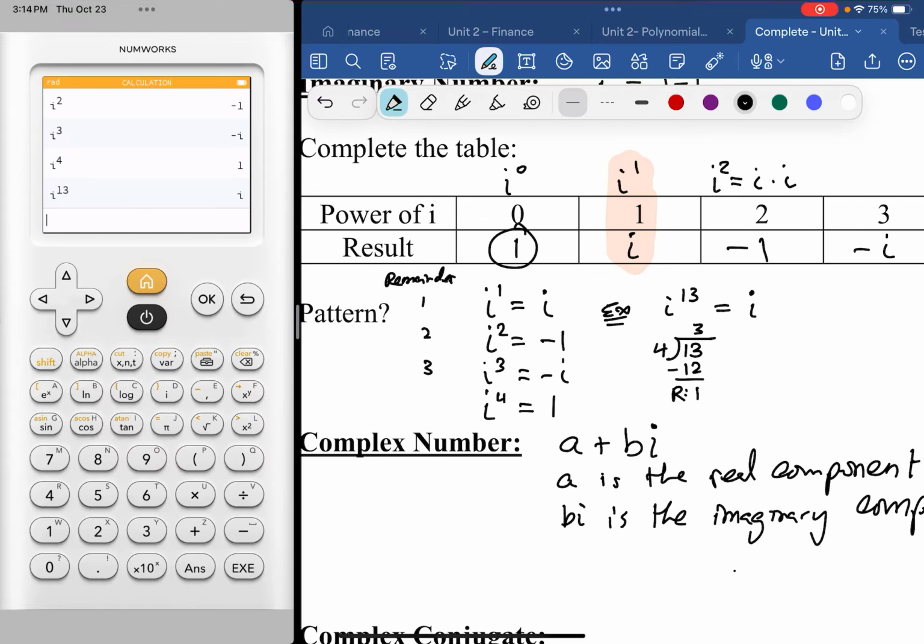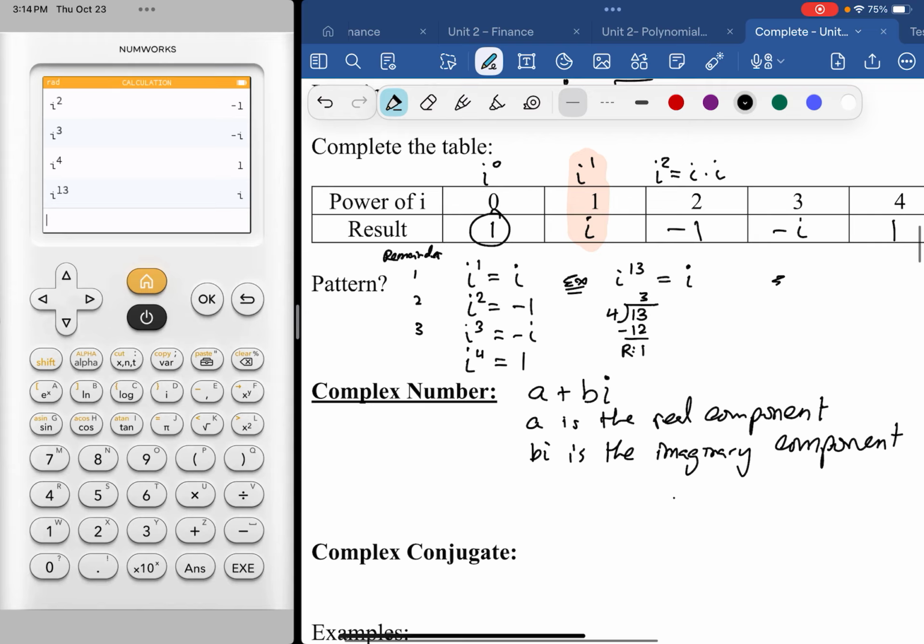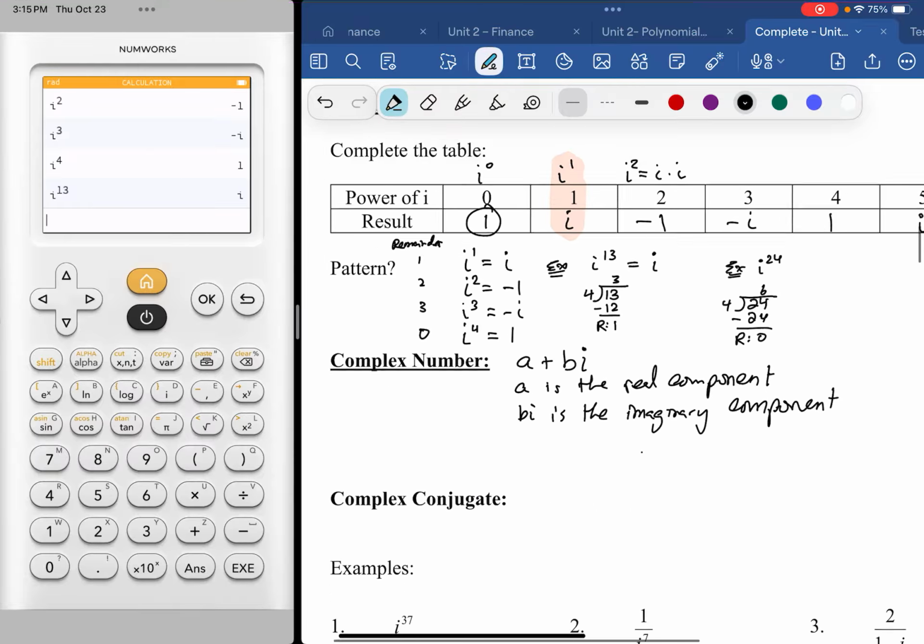But the thing is, if it's, for example, i to the 24th power, 24 divided by 4 gives me 6. That divides in evenly. My remainder is 0. There's no way that you could have a remainder of 4 if you're dividing by 4. So the remainder for that last one, weirdly enough, would actually just be a 0.